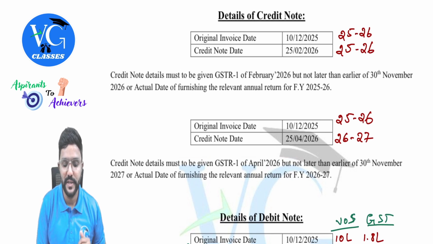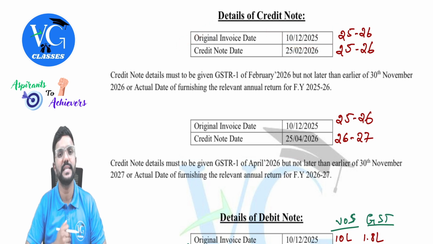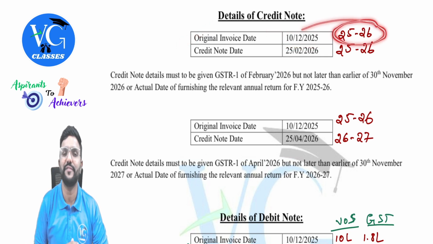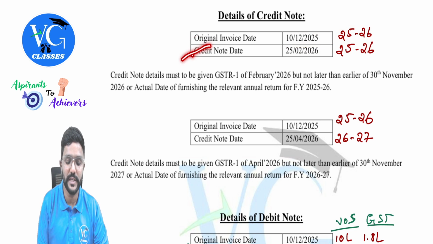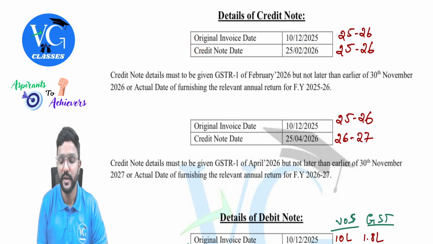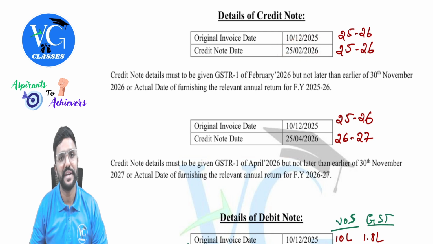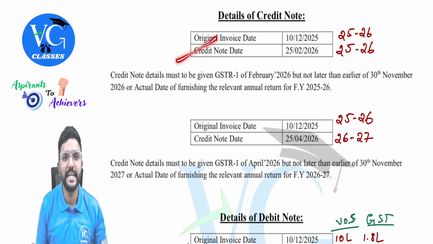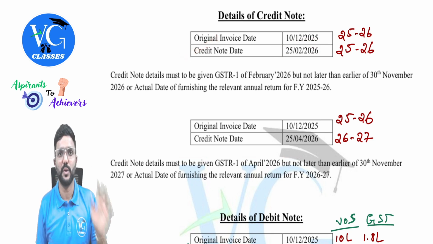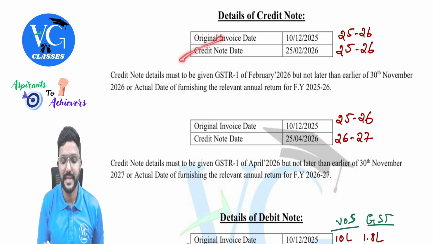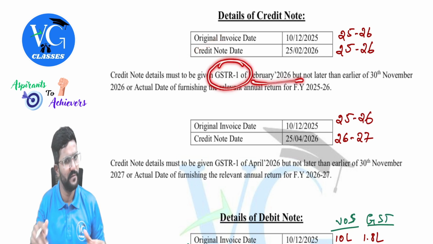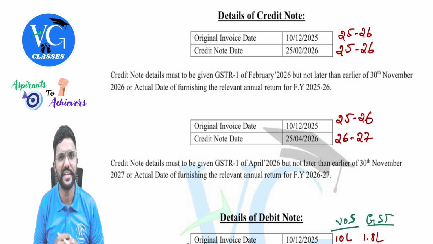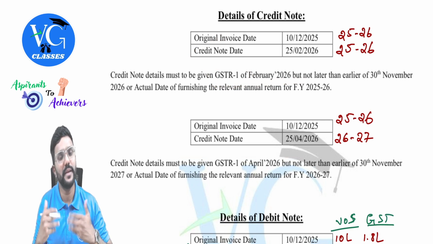Assume, guys, the original invoice was issued in the month of December, that is 10th December. So the financial year is 25-26. And the credit note with respect to this original invoice is issued in the month of February 2026, which fall in the same financial year. So the credit note details has to be given in which month? GSTR 1. So the credit note details has to be given in GSTR 1 of February, which will be filed in March 2026. Yes. But can it be given later also?